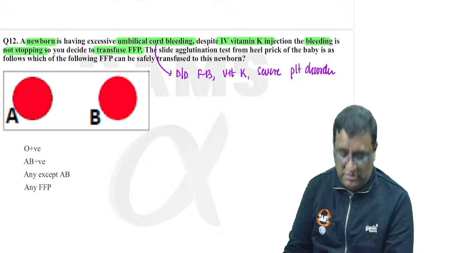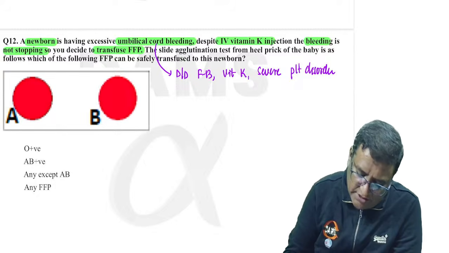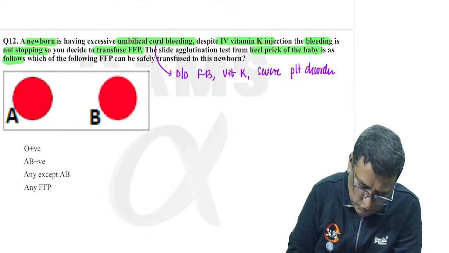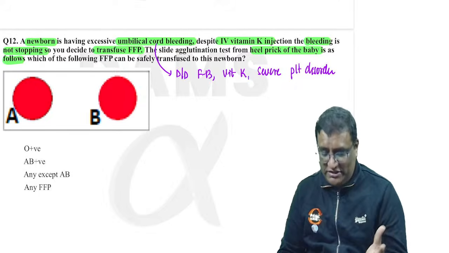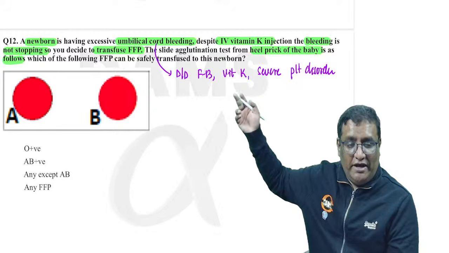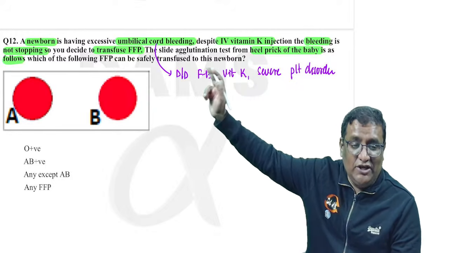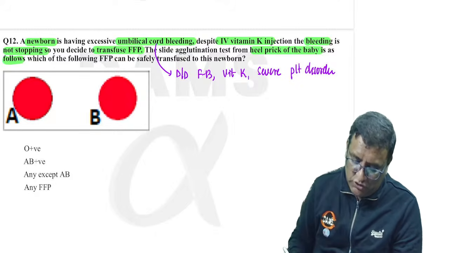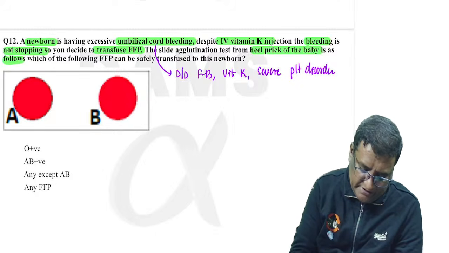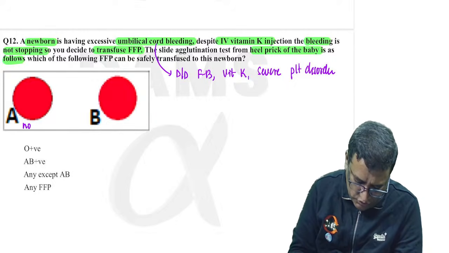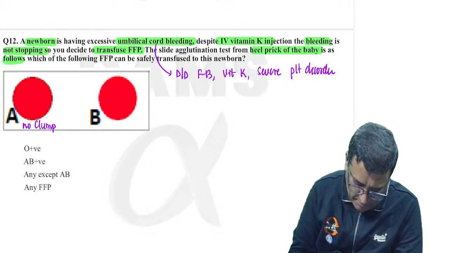Okay, diagnosis. Okay, you transfuse an FFP. Slide agglutination test from heel prick of the baby is as follows. They are not asking you what is the diagnosis here. Anyway, we have already discussed what the DDs are. They are asking you the blood group that has been given. So this is the heel prick of the baby and this is the blood group. Clumping is not happening with A. No clumping with A and no clumping with B also.